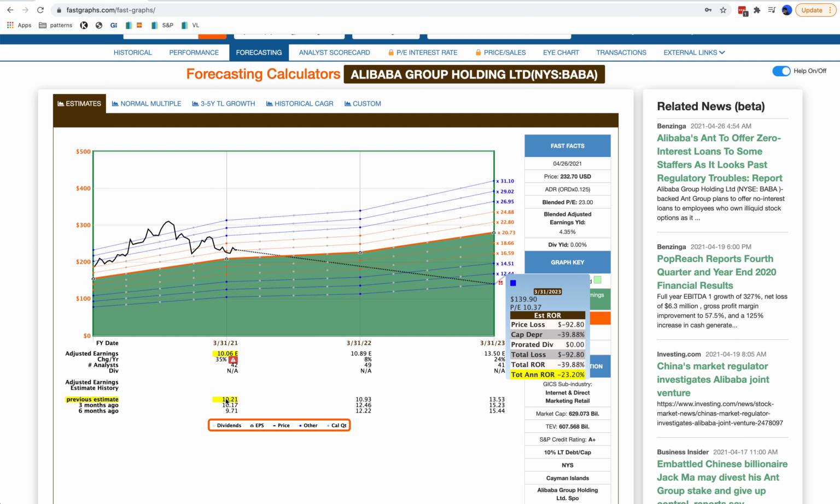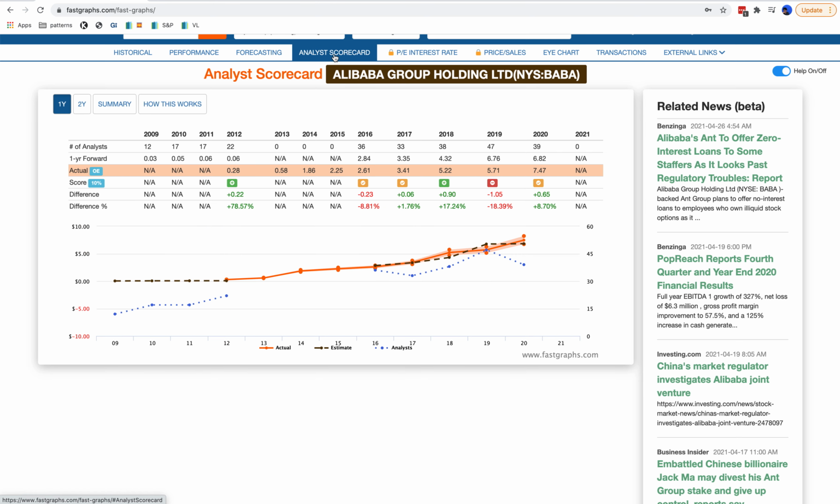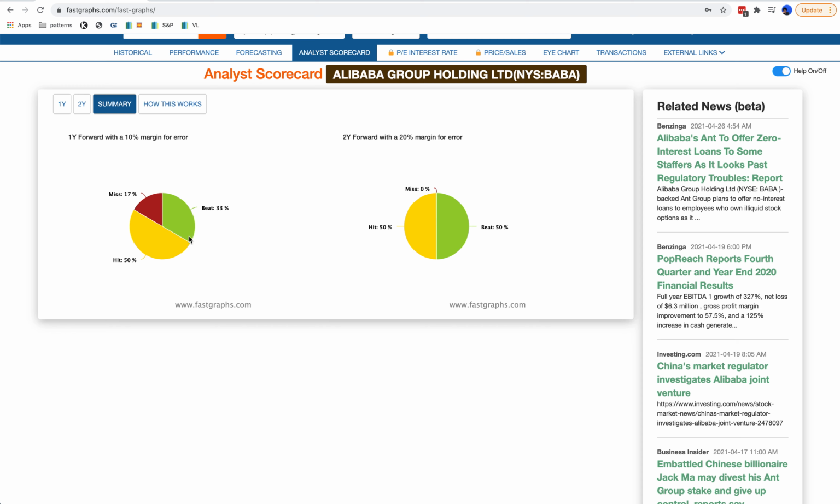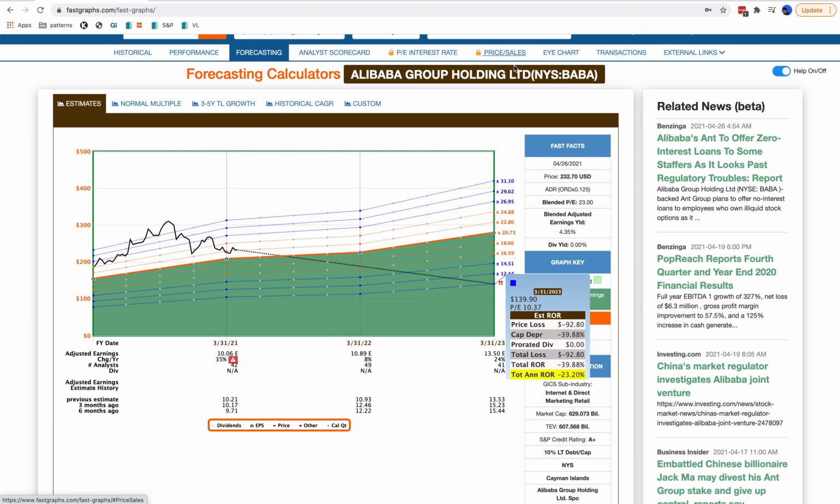So this assumes that the earnings growth is going to be what the analysts say. You might want to take this into account sometimes, because if you look at the analyst scorecard section, they've got the summary piece that gives you a record of how accurate these analysts have been in the past, looking 1 year into the future, 2 years into the future. Of course, if it's a hit or beat, that's a pretty good sign. If you see miss, that's a warning that you maybe want to take some of these estimates and give them a second look.